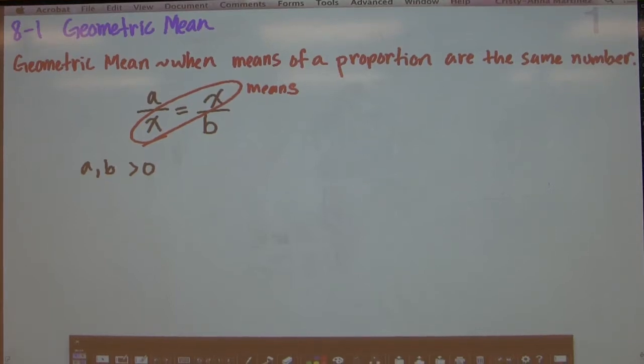Hello there, this is a geometry video. It is chapter 8, section 1, and we are starting a new chapter here. And so today we'll be talking about the geometric mean.